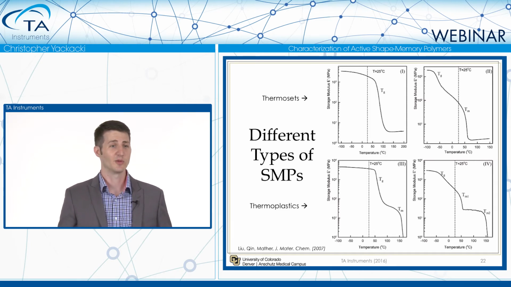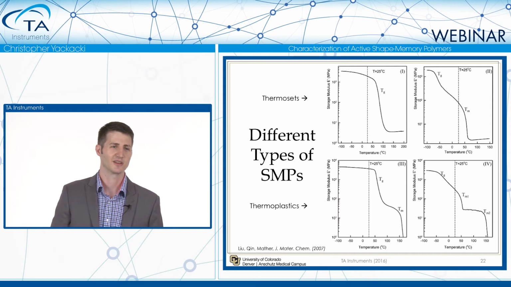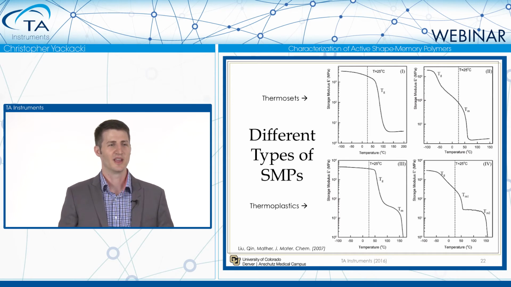And on the bottom we have thermoplastics, where we have no chemical crosslinking. You'll have some physical crosslinking of crystalline regions, but on the bottom we have thermoplastics, where we have a Tg and a Tm, and you can see the storage modulus really drops off as we heat it into that rubbery regime.